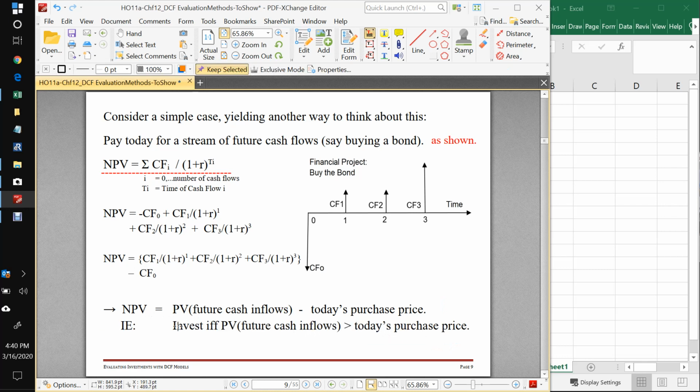And with that understanding, we can say we'd want to invest in this project if the present value of the future cash flows is greater than today's purchase price. And if that's not true, then probably we don't want to invest.